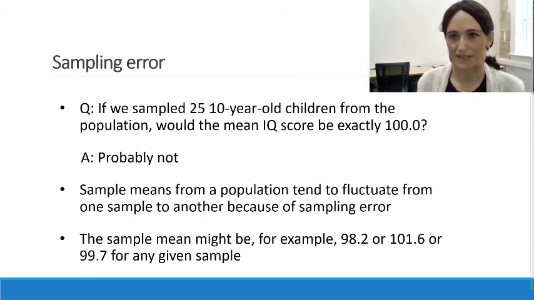So if we were to sample 25 10-year-old children from the population, would the mean IQ score of that sample be exactly 100? Probably not. Probably not exactly 100. Sample means from a population tend to fluctuate from one sample to another because of sampling error.